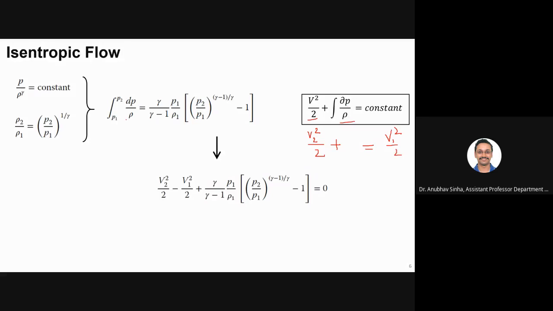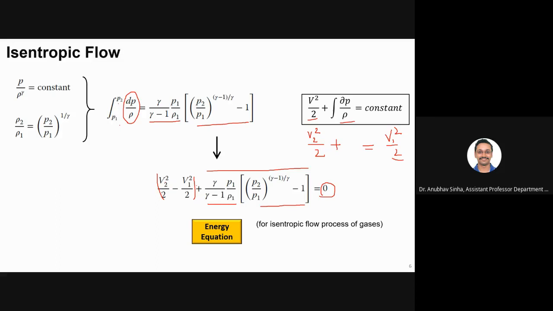If I substitute this integration here, let us take the difference: v2 square minus v1 square by 2 plus gamma by gamma minus 1 times P1 by rho 1 into this. So basically, if I integrate between P1 and P2, this is what we are going to get. Now this will be equal to 0. Right? This is your energy equation for isentropic flow for gases.